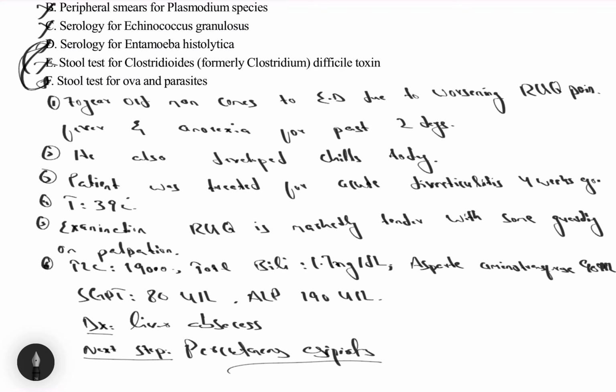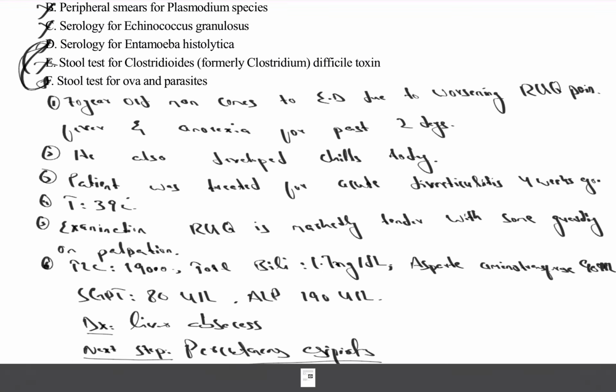Choice E, Clostridium difficile infection. Clostridium difficile infection occurs due to recent hospitalization and antibiotic treatment. However, Clostridium difficile infection is characterized by persistent watery diarrhea and would not be expected to cause abscess formation.